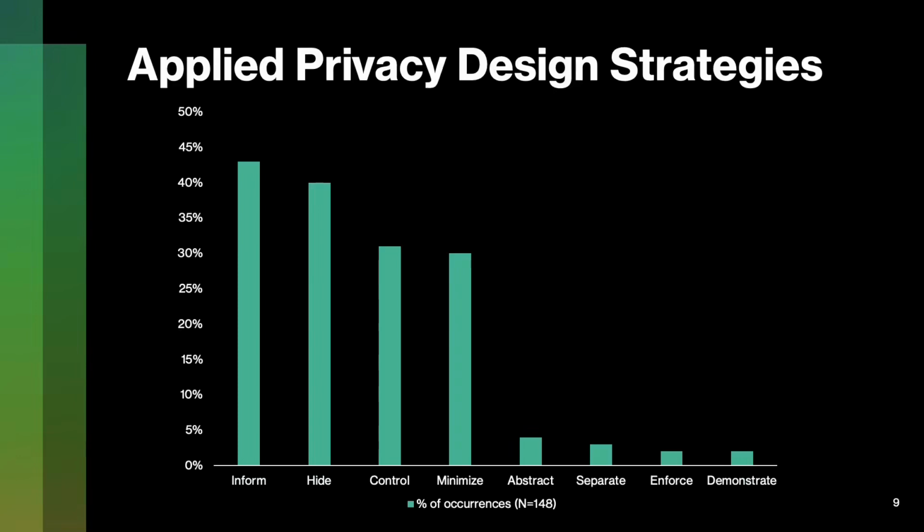Control means in addition to informing users, they wanted to make sure that users are also given a choice and control over processing of their data. Minimize, for example, talks about minimizing data collection. And interestingly, we didn't observe abstract and separate coming up as much. Enforce and demonstrate the same. They came up very rarely. I'm going to talk about the implications of these in the next slides.